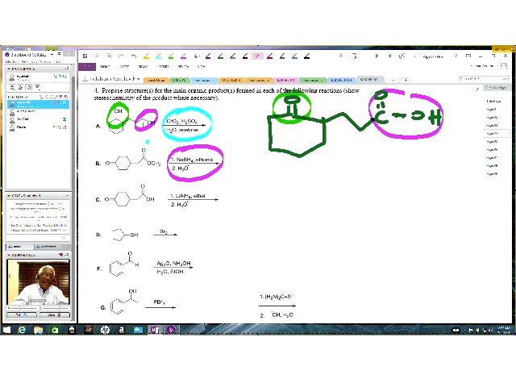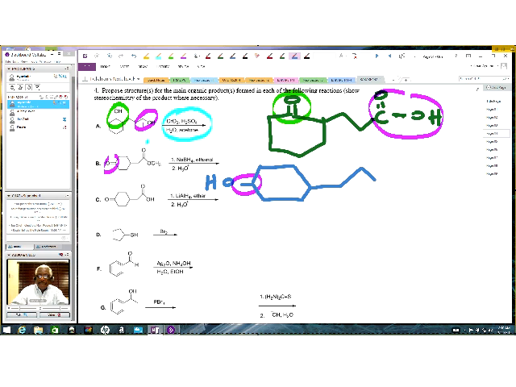Okay, so what will be the product of this reaction? Just go ahead and write this here. So the product will be, since we say that the ketone will be reduced to a secondary alcohol, this ketone here becomes a secondary alcohol, which is right here. And then the ester remains the same because sodium borohydride does not react with an ester.